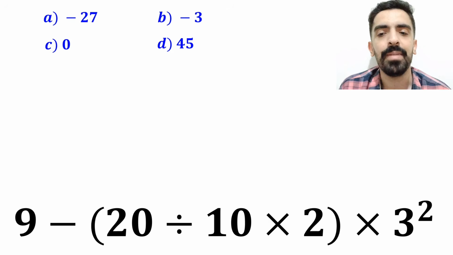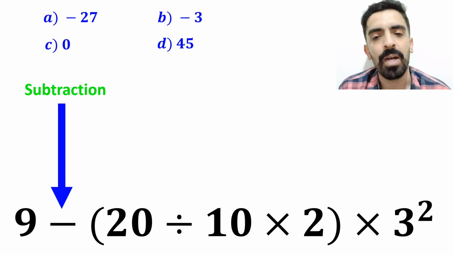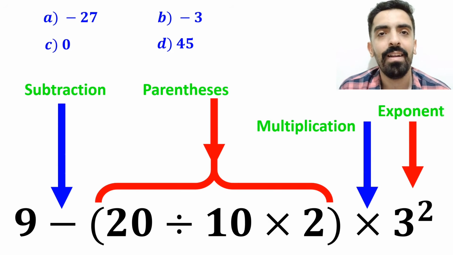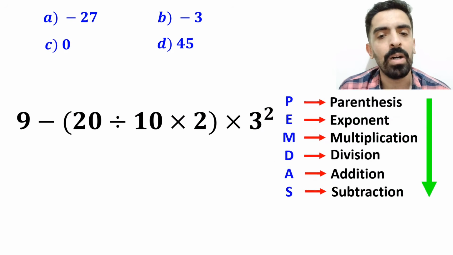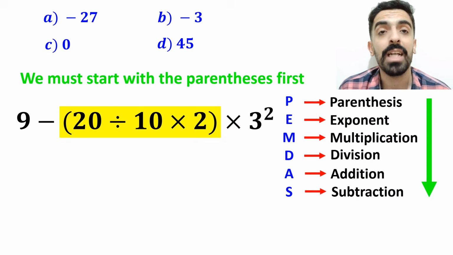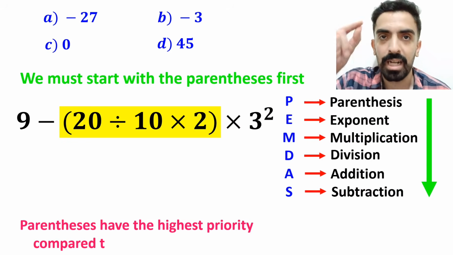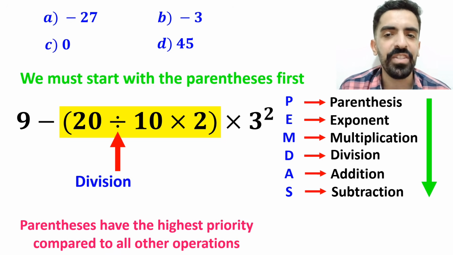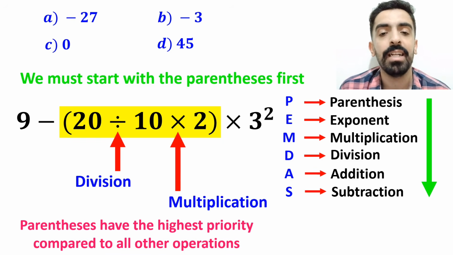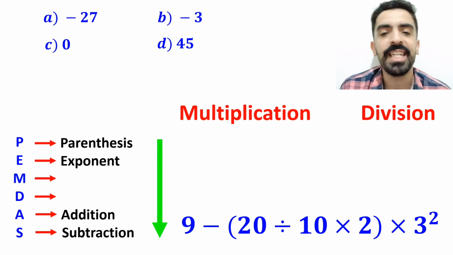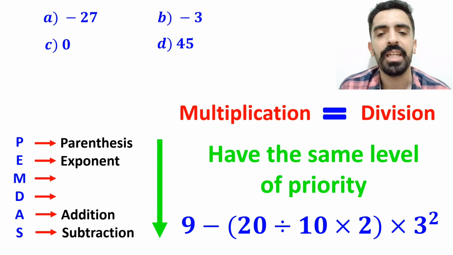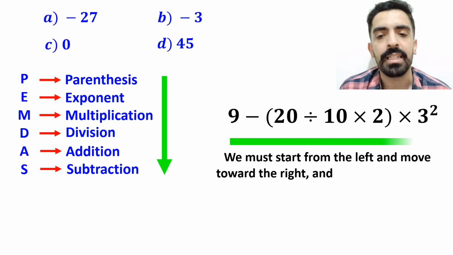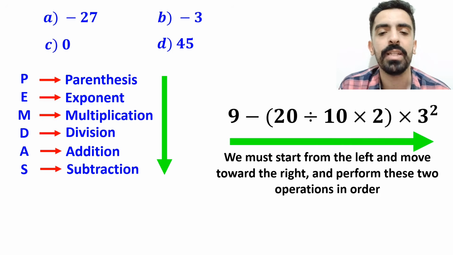Okay, as you can see in the image, in this expression, first we have a subtraction sign, then parentheses, after that we have a multiplication sign, and finally an exponent. So, we must start with the parentheses first, because parentheses have the highest priority compared to the other operations. And inside the parentheses, first we have a division sign and then a multiplication sign. It's very important to remember that multiplication and division have the same level of priority. In this situation, we must start from the left and move toward the right, performing these two operations in order.